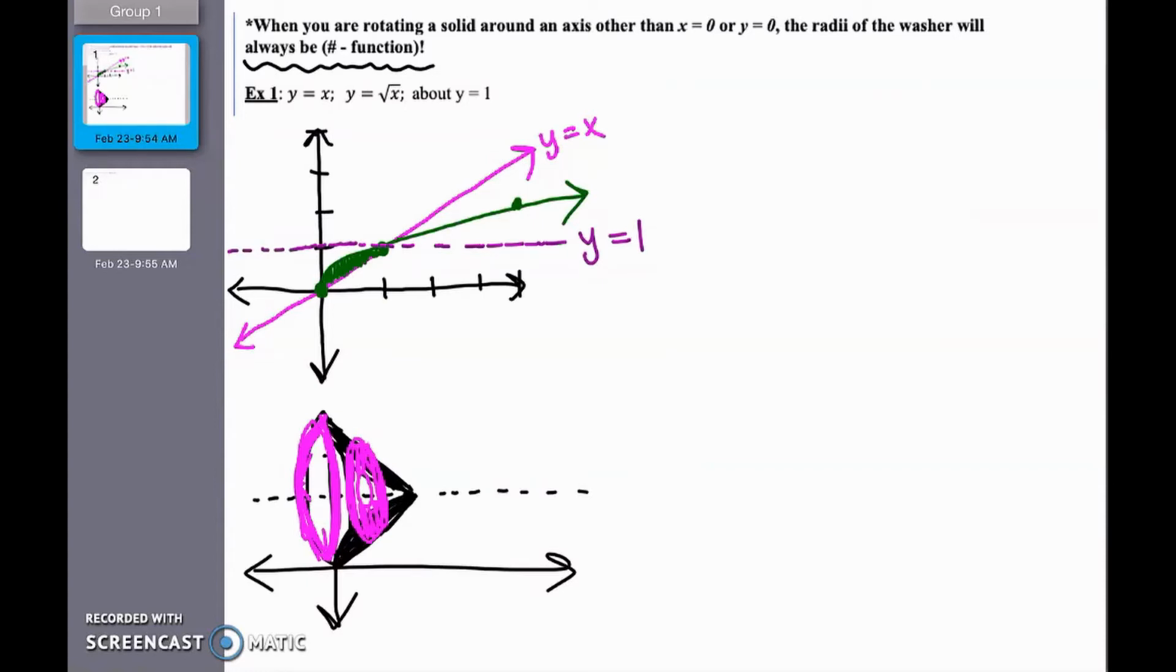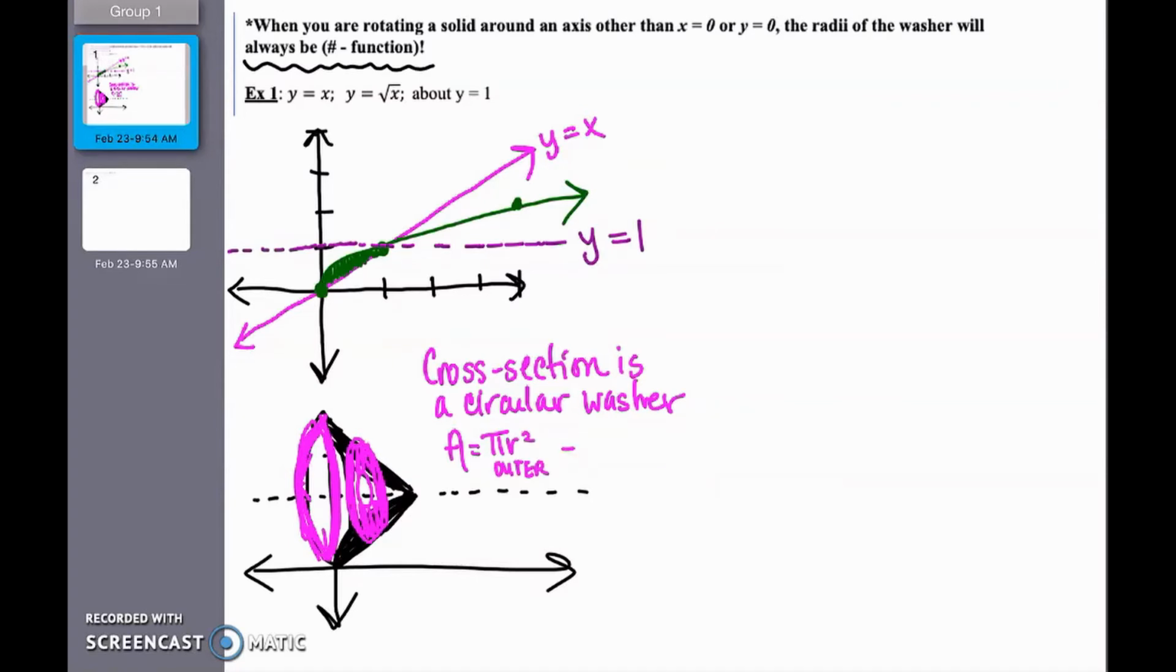So once again, as has been the case for many of our problems, the cross-section of this rotational solid is a circular washer. Because I'm always looking for the area of a cross-section. So I know that my area of a cross-section is going to be equal to the area of the outer circle, so pi r squared of the outer circle, minus the area of the inner circle, because that's the hole in our washer. So minus pi r squared of the inner.